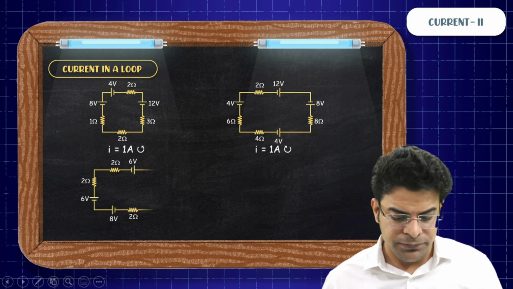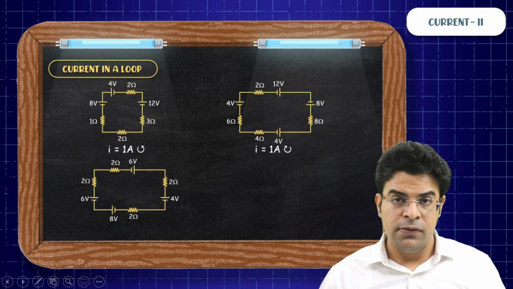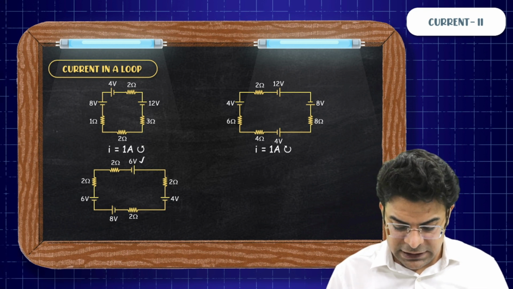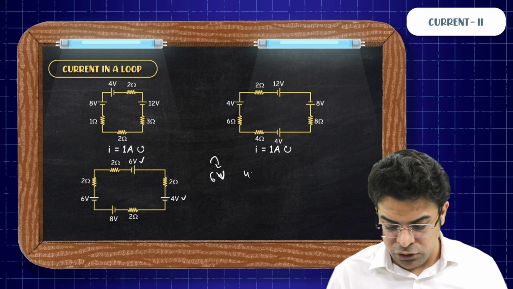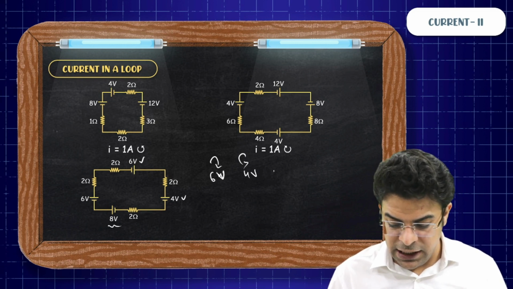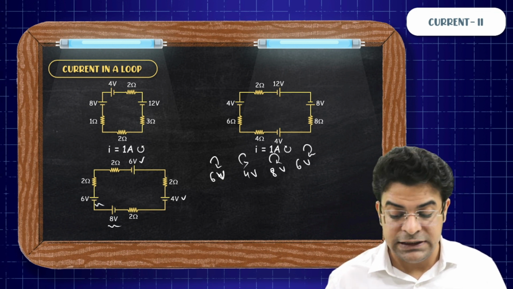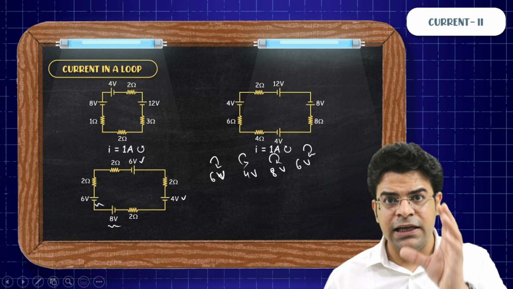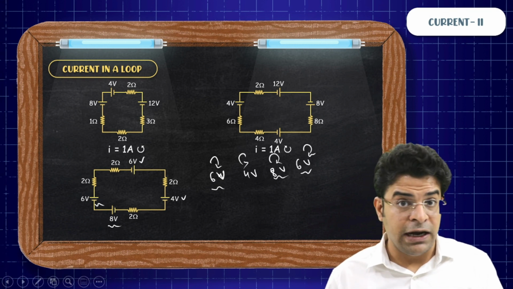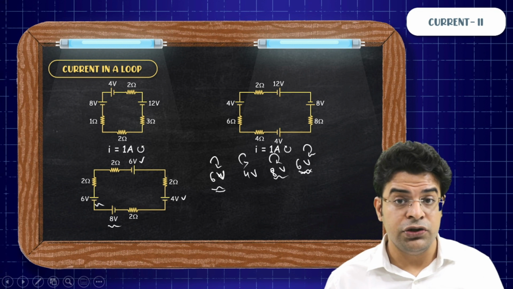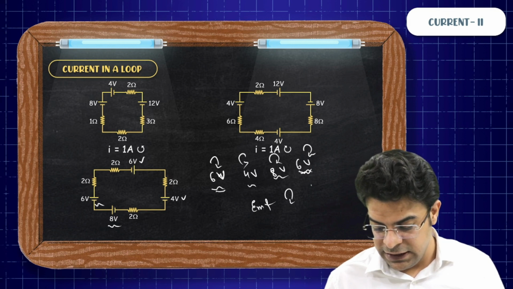Let's see the next example. Pause the video, get your answer, and then look at the answer. So you will say this 6 volt wants to drive current clockwise, this 4 volt wants to drive current anti-clockwise, this 8 volt wants to drive current clockwise, this 6 volt wants to drive current clockwise. Do all these things in your mind. So the net EMF trying to drive the current clockwise is 8 plus 6 plus 6 minus 4. Now 8 plus 6 plus 6 gives you 20, minus 4 gives you 16. So the net EMF trying to drive the current clockwise is 16.